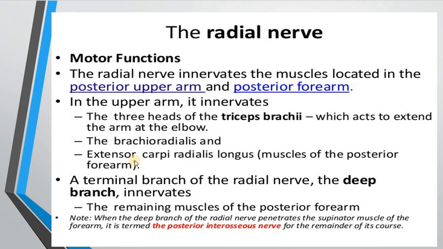We should importantly note that when the deep branch of the radial nerve penetrates the supinator muscle of the forearm, it is termed the posterior interosseous nerve for its remaining course.